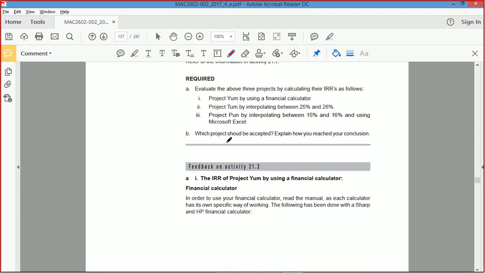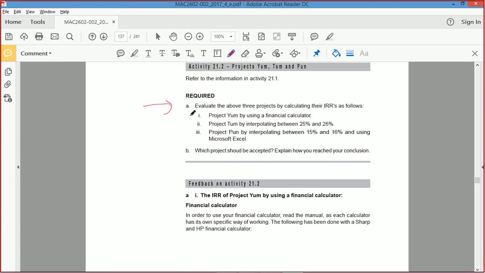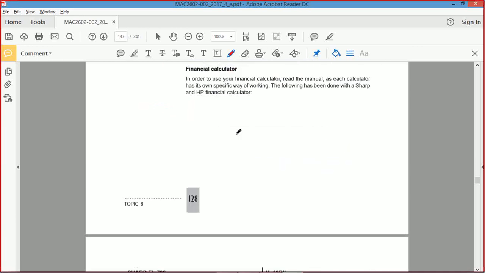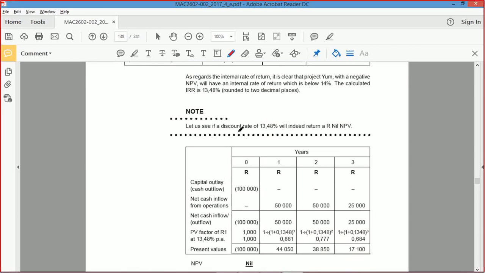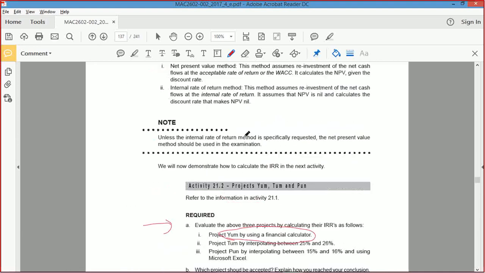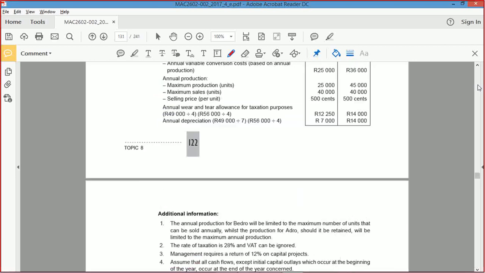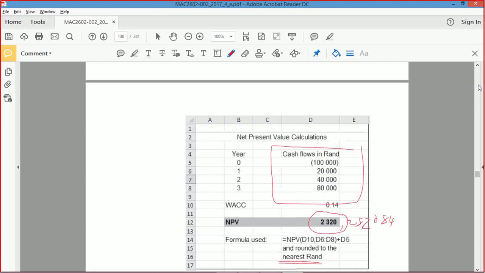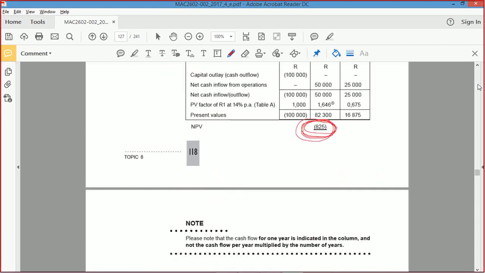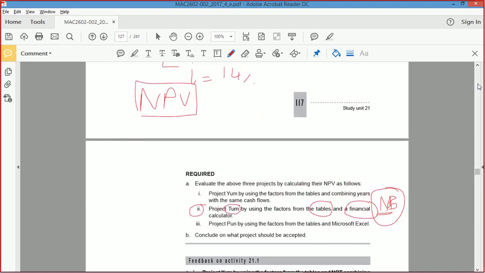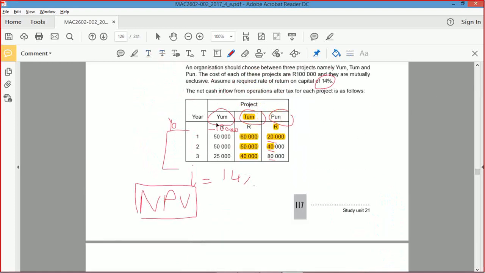Okay, so let's go back and look at these projects. Evaluate the above three projects by calculating their IRRs. Project Y, using the financial calculator. Did they give the cash flows here? No, we have to go all the way back. Go back to this page. Where is it? 117. Yes, that page. And work out the IRR of Y.